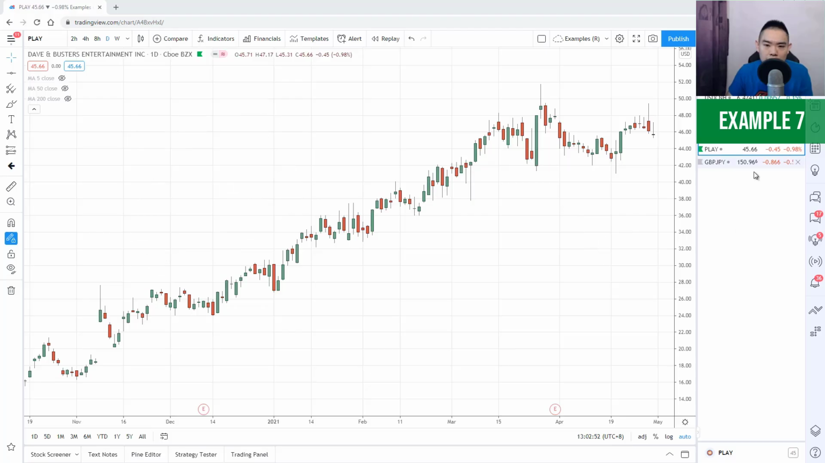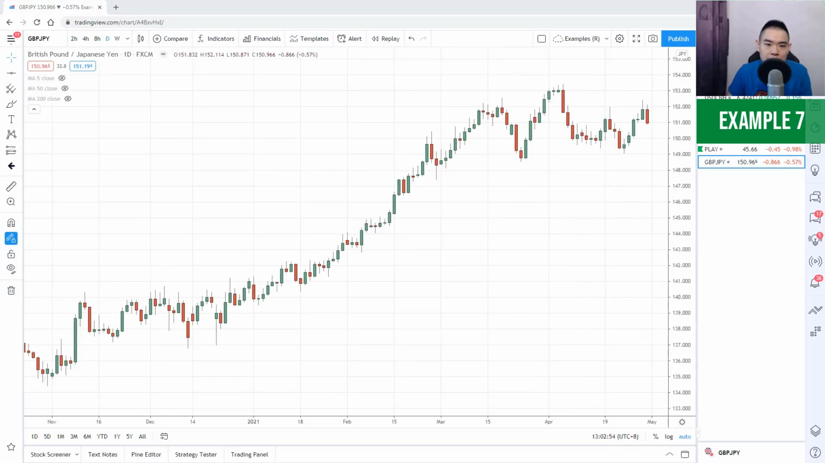So if you look at this chart, another example, pound against the Japanese yen, you can see this one here. Market structure is up, area of value is here.